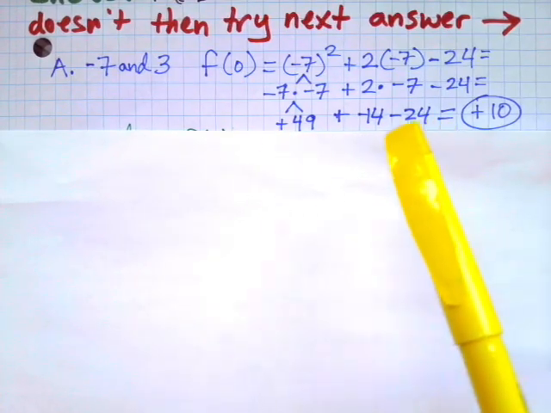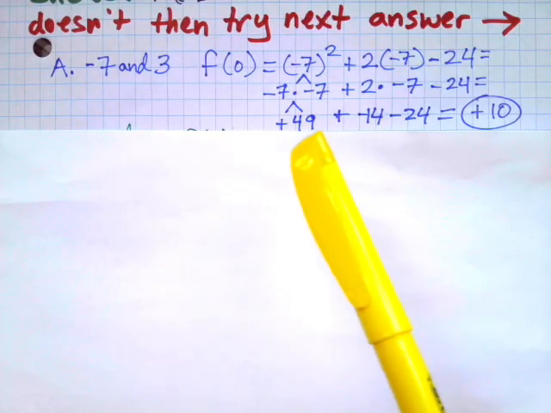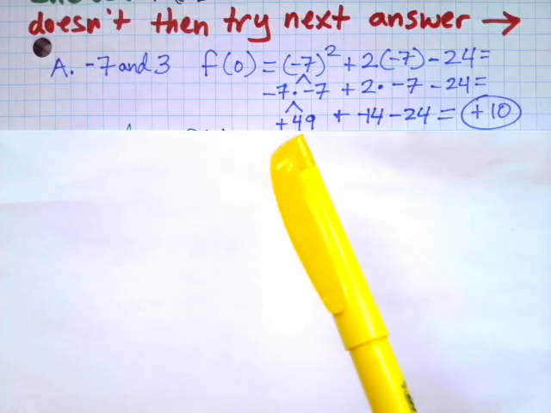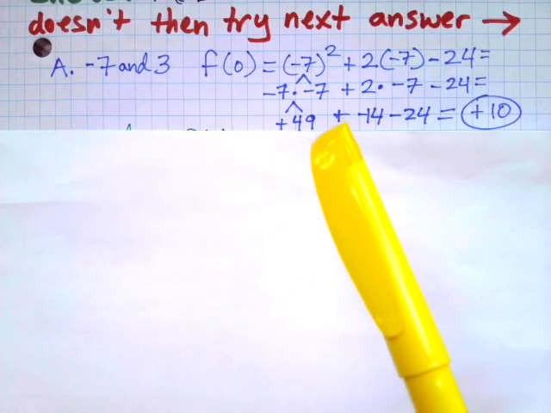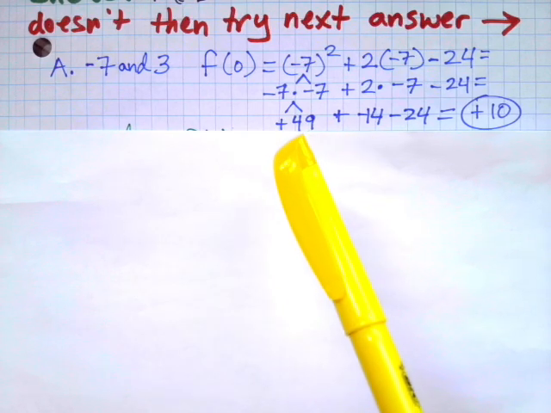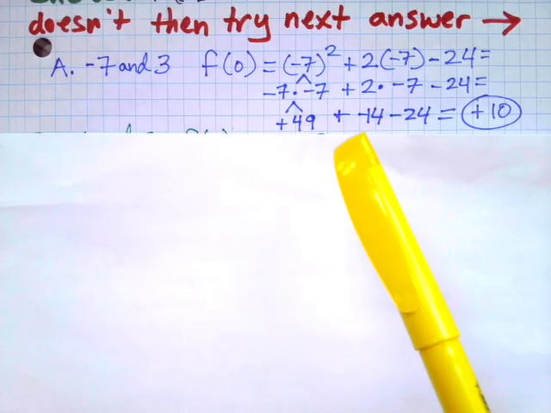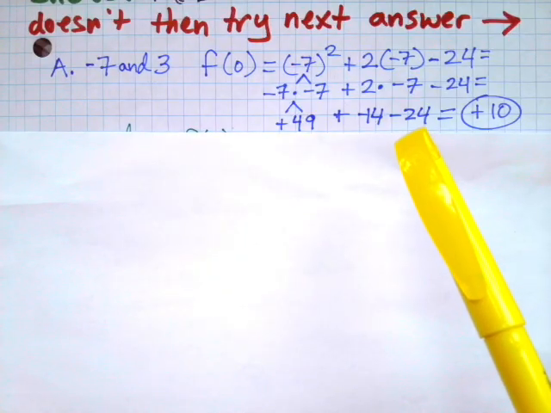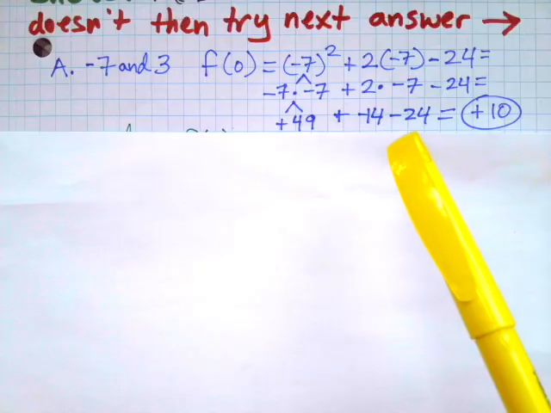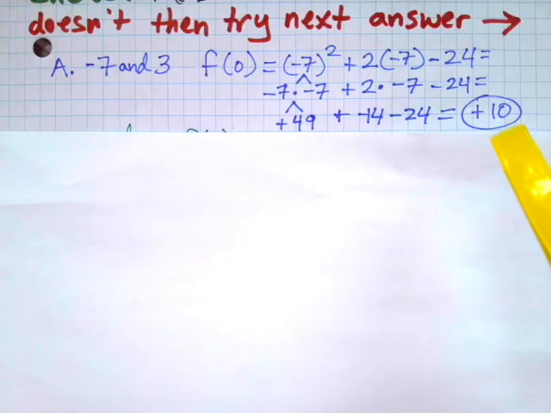Now we have to simplify our like terms, add and subtract. Remember, we move from left to right when it's a tie concerning the order of operations. So 49 plus -14 would give me what? What is 49 plus -14? That's 35, right? 35 plus -24 would give me a positive 11. So you see what I mean about mistakes?